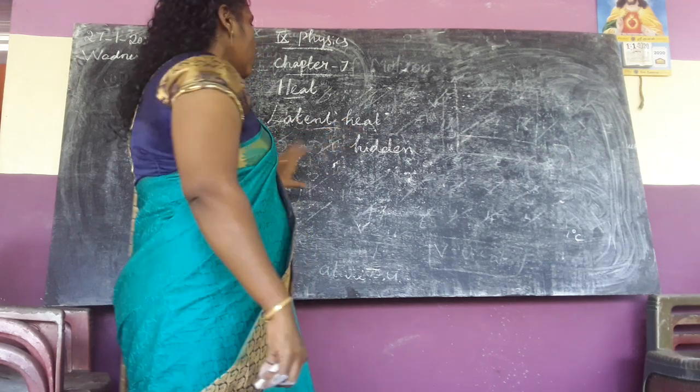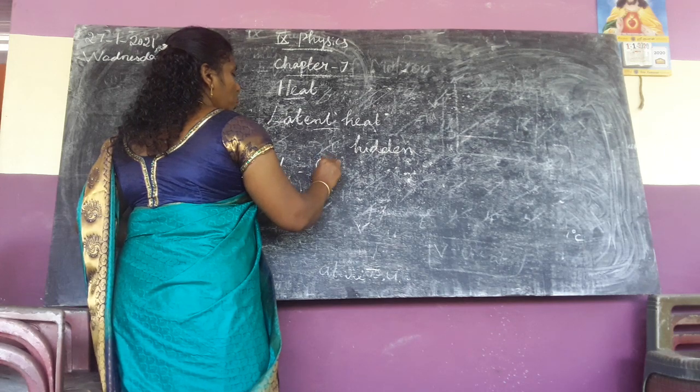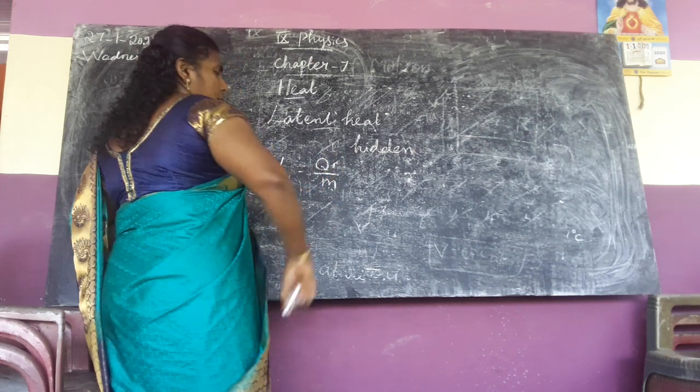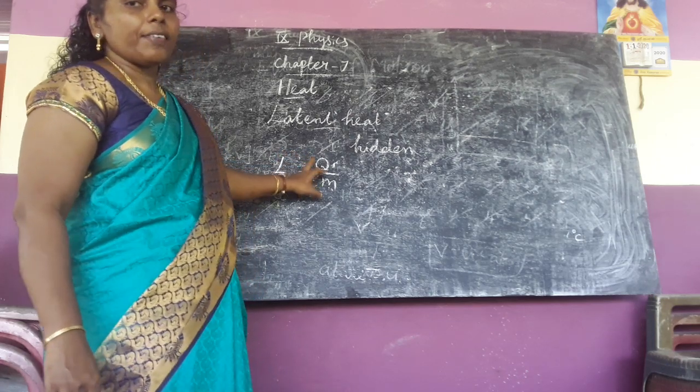Latent heat. So the specific latent heat is denoted by the letter L. L equal to Q divided by M. So L means what? Latent heat. Q, the quantity of heat required, divided by M.